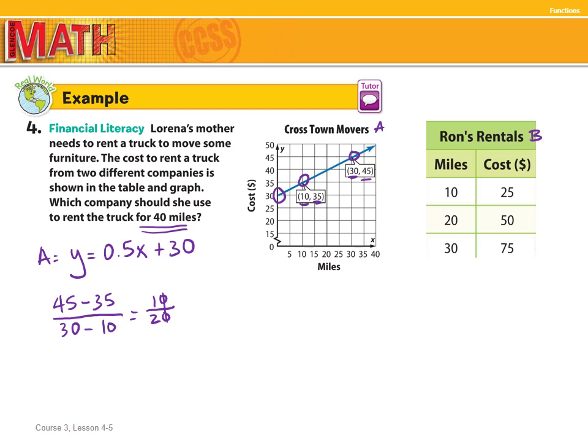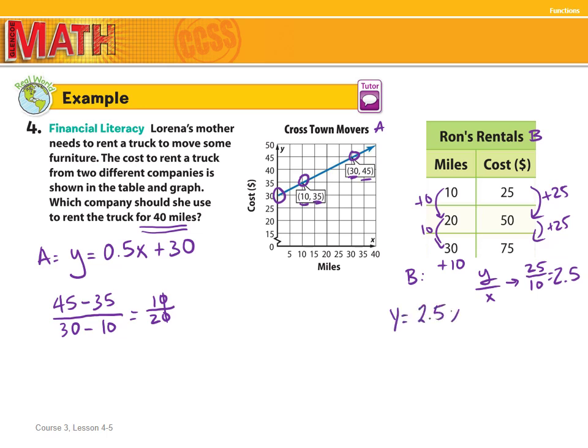Let's look at company B, Ron's Rentals. And we're going to use a table here. We're going to find the constant rate of change. We're going up by 10, up by 10, and over here we have 25, 50. So here we're going to use our y over x. Our y is 25 and our x is 10. 25 divided by 10 is 2.5. So our total cost is going to equal $2.50 per mile. That makes sense because 2.5 times 10 is 25, 2.5 times 20 is 50, and 2.5 times 30 is 75.